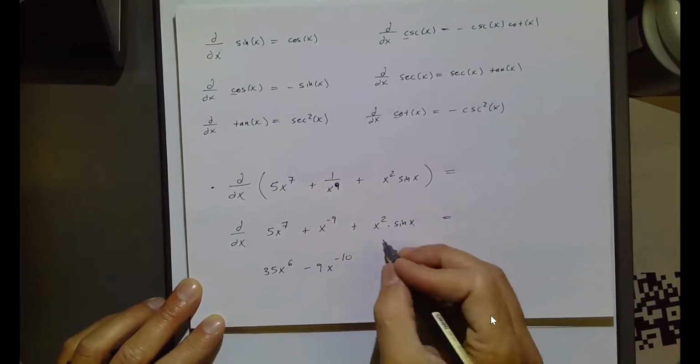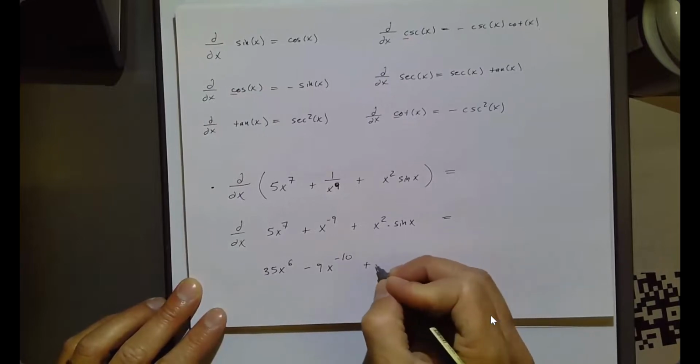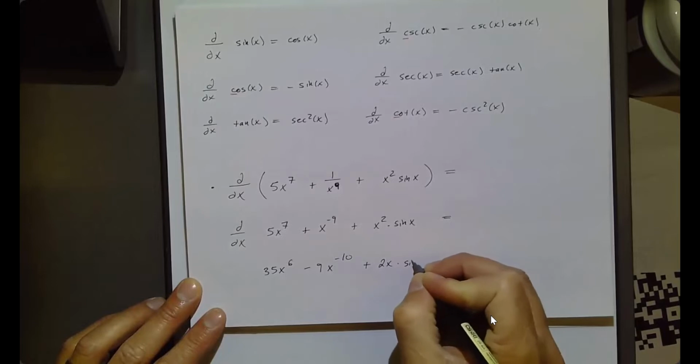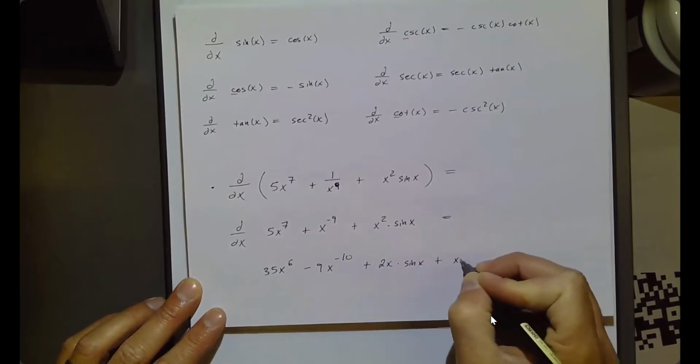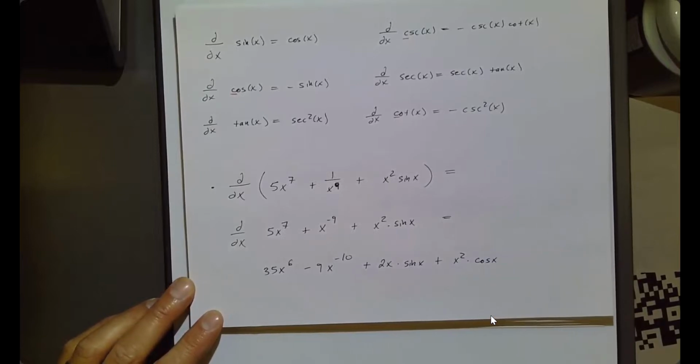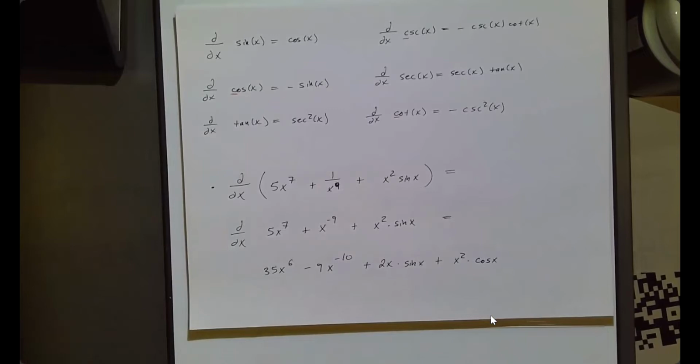And for the derivative of this last term, we're going to use the product rule. So it's going to be the derivative of x squared times sine of x, plus x squared times the derivative of sine of x. Questions, comments?